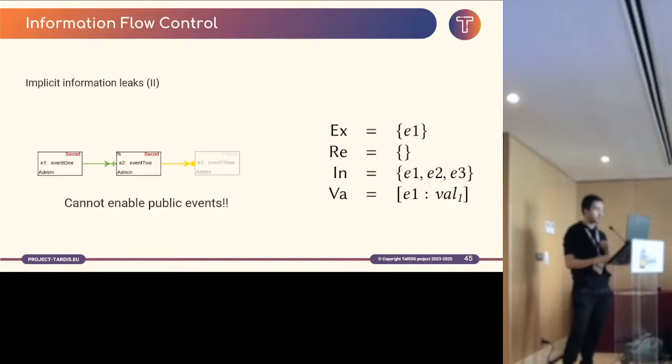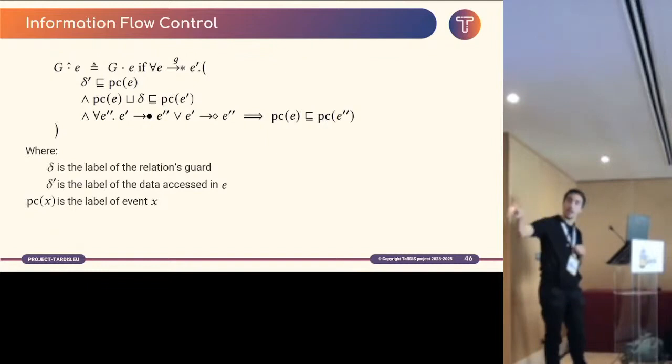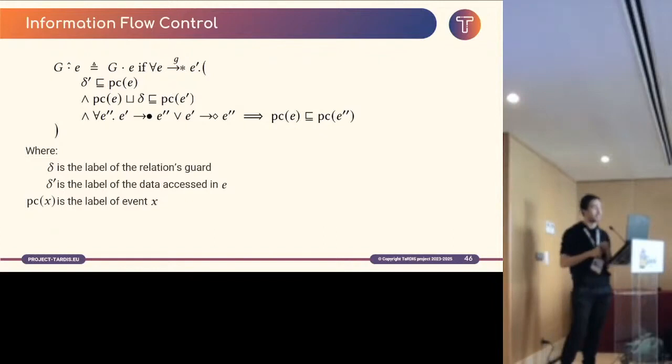Okay, so this takes us to the first of our results, which is the dynamic information flow monitor. Just to be quick here, delta prime, which appears first, is the security label of access data in E, and delta is the security label of G, the guard. It's necessary to take them into account.